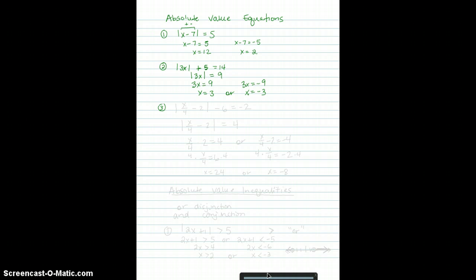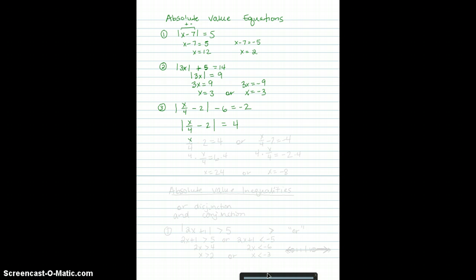Okay, let's look at one more. Let's say that we have the absolute value of x divided by 4 minus 2, minus 6, equals negative 2. This is very similar to the previous one. We have something outside of the absolute value that we have to take care of, so let's go ahead and add that to the other side first. So we get the absolute value of x over 4 minus 2 is equal to 4.